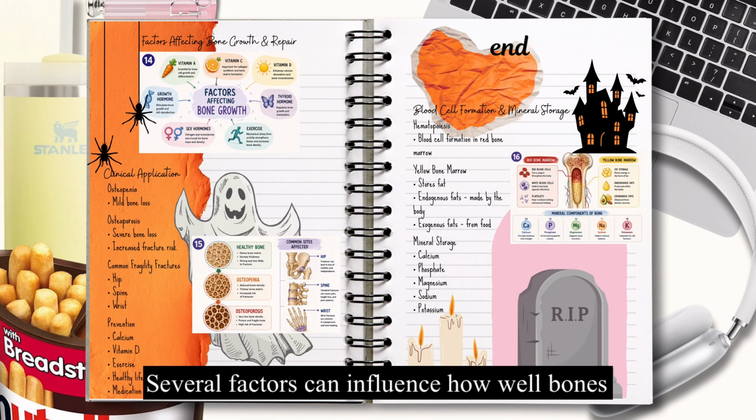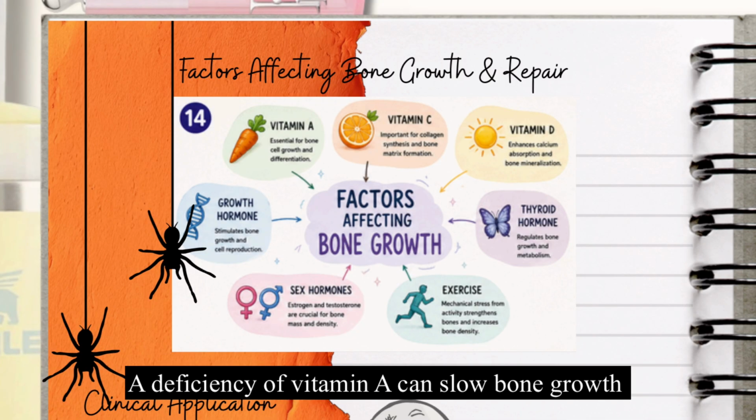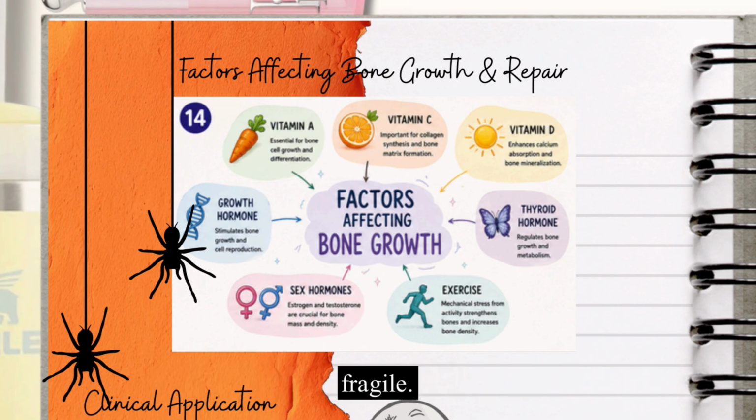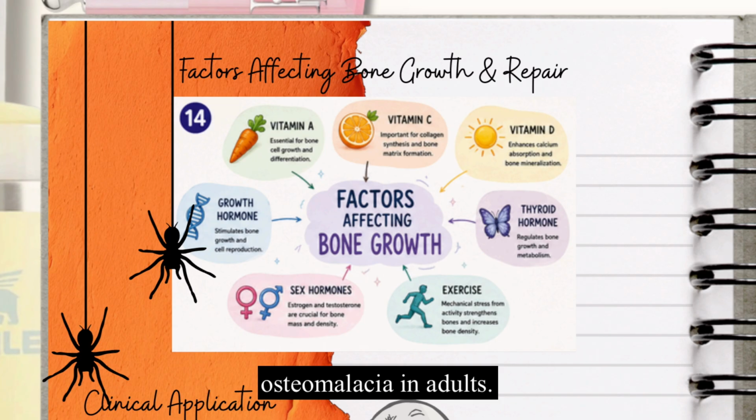Several factors can influence how well bones grow and heal. A deficiency of vitamin A can slow bone growth, while vitamin C deficiency reduces collagen production, making bones weaker and more fragile. Without enough vitamin D, calcium isn't absorbed properly. This can lead to rickets in children and osteomalacia in adults.